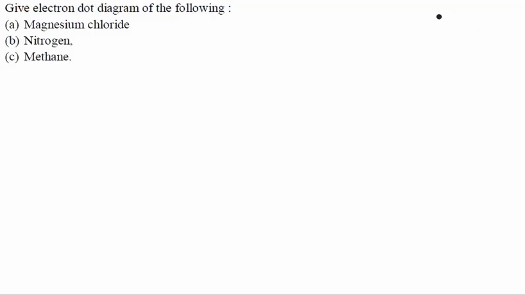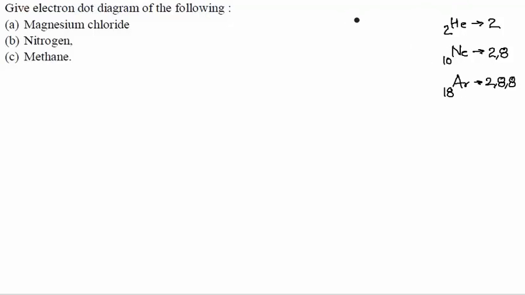So first is the noble gas configuration. First, what is noble gas? Helium is your noble gas. One is neon, and another one is argon. Helium has 2 electrons. Neon has 10 electrons. And argon has 18 electrons. So what is the electronic configuration of helium? It is 2. Of neon? It is 2, 8. And argon? It is 2, 8, 8. Okay. So this is your noble gas configuration.